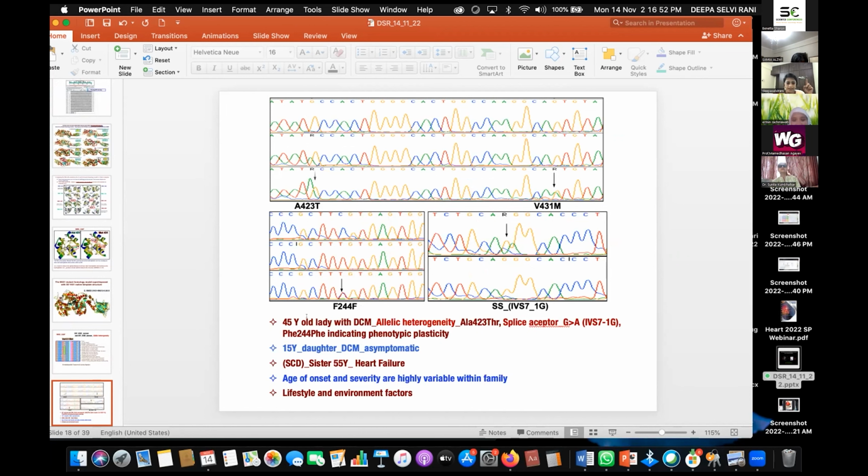Even this 45-year-old woman's daughter was found to have mild DCM. She also carried this mutation, but she is asymptomatic. And a family history of sudden cardiac death was also observed in the family. Her sister had heart failure when she was 55. Therefore, the age of onset and severity of disease are highly variable within the family itself. This may be a lifestyle or environmental factor playing a role here.